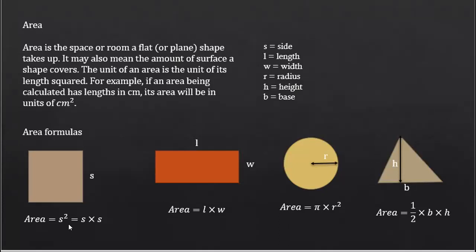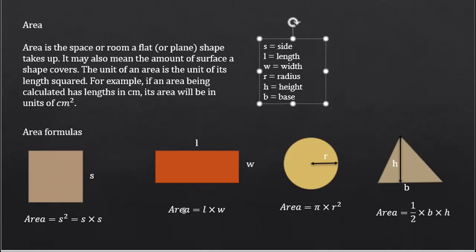These are the formulas that we will be using to calculate the areas of these shapes. Notice on this side here, we have a little key. S is equal to side, L is length, W is width, R is radius, H is height, and B is base or breadth, right? The formula for the area of a square is S, side squared, so that is side by side. Whether it's centimeters, meters, kilometers, or millimeters, the unit will always be squared.